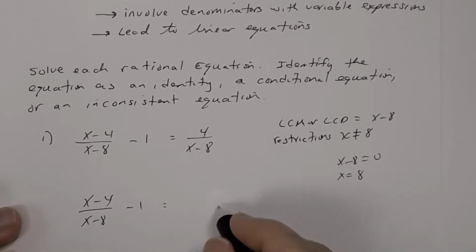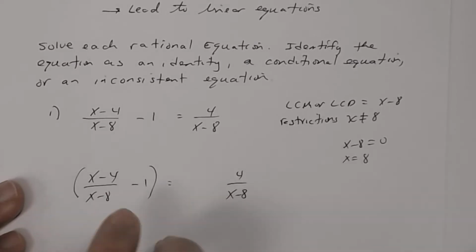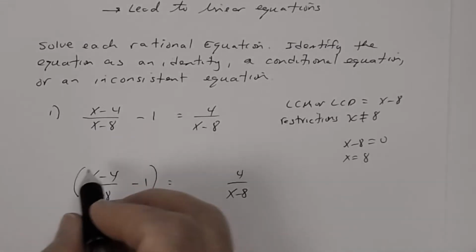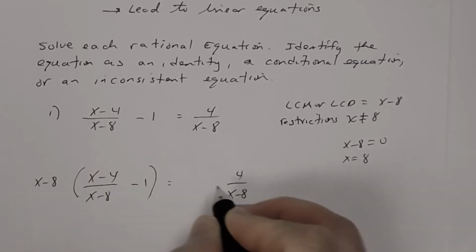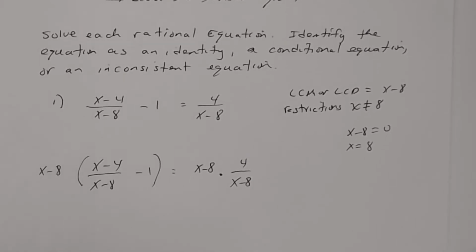Leave some space here, and let's put 4 over x minus 8 right here, 4 divided by x minus 8. I'm going to put this in parentheses, because that consisted of two rational expressions. This is just one, so I'm not going to put that in parentheses. But remember, the next step is to multiply both sides of the equation by the least common multiple. My least common multiple, my least common denominator, is x minus 8. So I'm going to say x minus 8, and I'm going to say x minus 8. Okay? All right, so that was the second step.